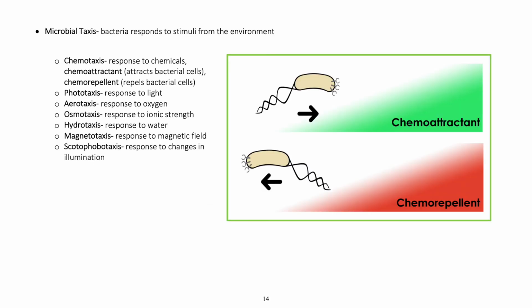Microbial taxes. Bacteria respond to stimuli from the environment. Chemotaxis. Response to chemicals. Chemoattractant attracts bacterial cells. Chemorepellent repels bacterial cells.